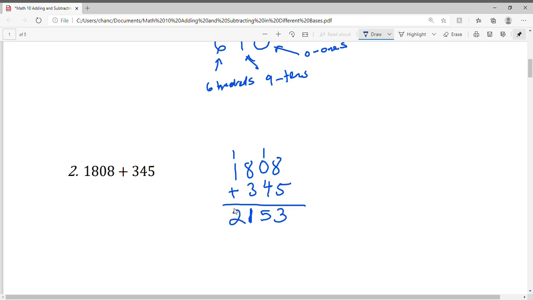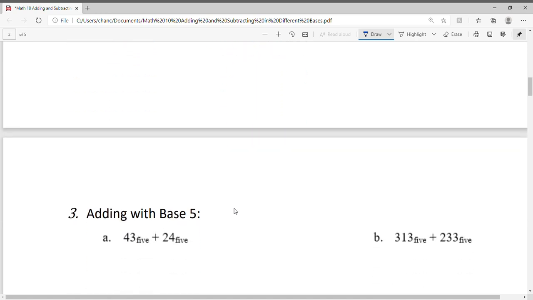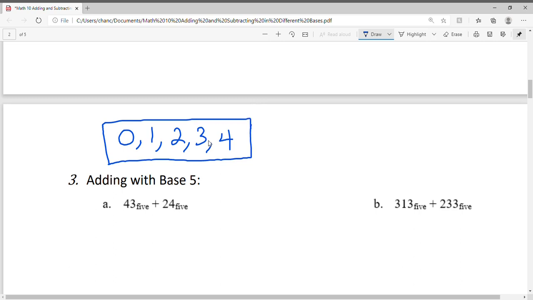So you're all familiar with adding in base 10. But now let's try something else. Let's try base 5. Before we do base 5, what are the symbols for base 5? Well, it's 0, 1, 2, 3, 4. That's all of the symbols for base 5. You cannot write the number 5 in base 5. You can only write 0, 1, 2, 3, 4.